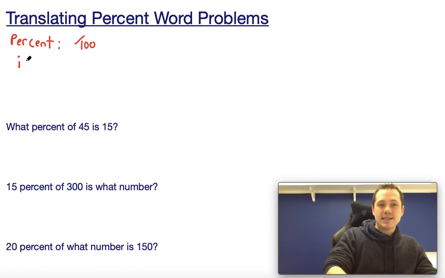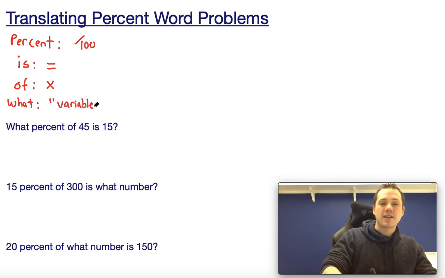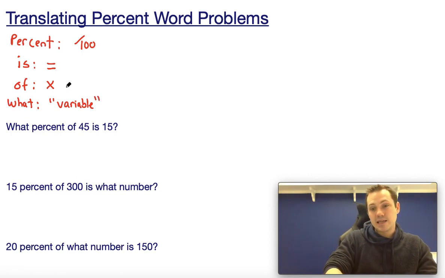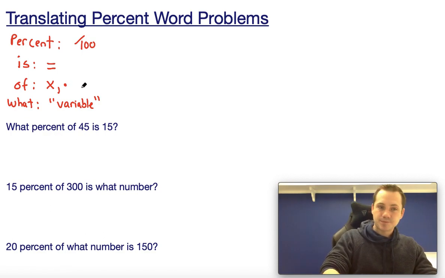The word is means two things are equivalent to each other, so that would just mean equals. The word of indicates multiplication. And the word what, or some number or a number, well, that's going to indicate some kind of variable. So you might use the word, or you might use the letter x, or you might use the letter n, or you might use t, something like that. Now, because of is multiplication, I'm also going to put it as this dot so it's clear.